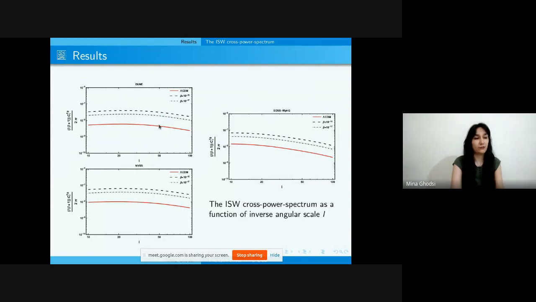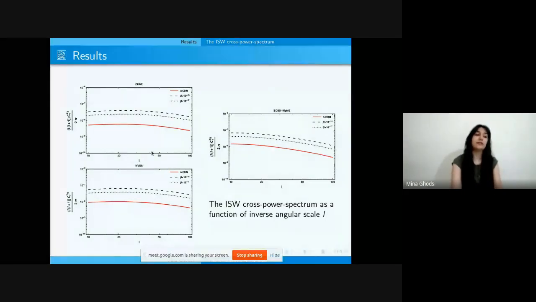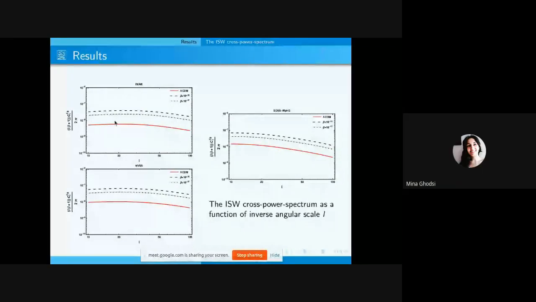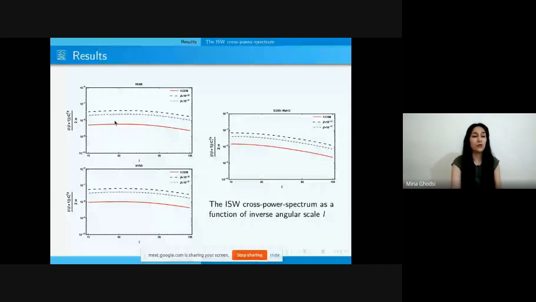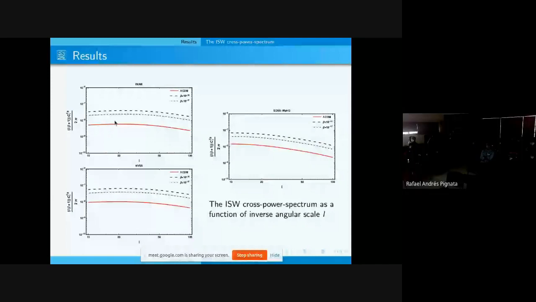For three different surveys, Euclid, NVSS, and SDSS, the ISW cross power spectrum between temperature and galaxies shows fewer deviations from the ISW auto power spectrum.